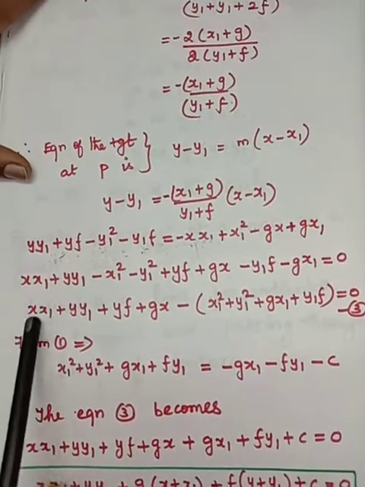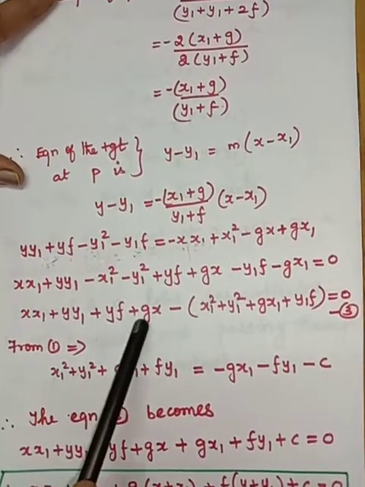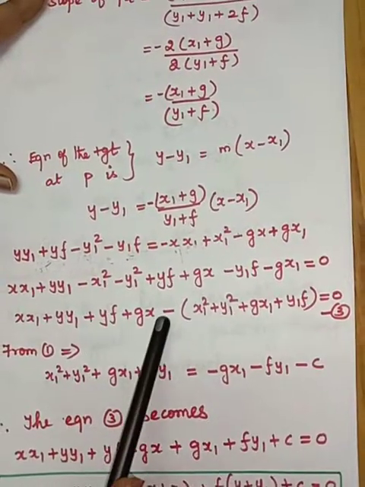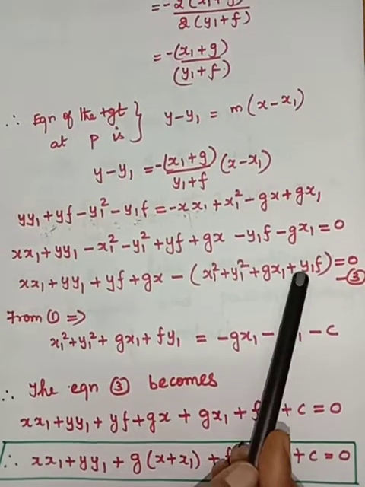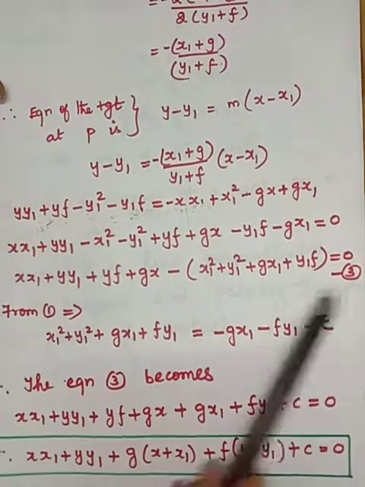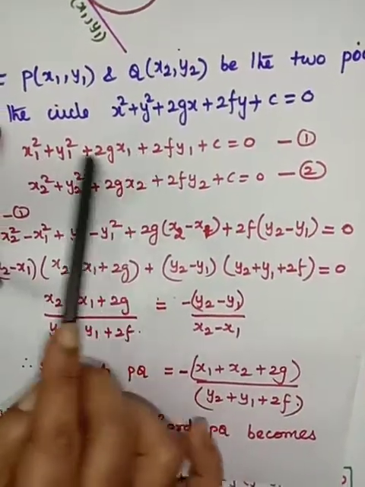Okay, so xx1 plus yy1 plus terms you just write first, yf plus gx. The minus terms you take minus out, you will get x1 squared plus y1 squared plus gx1 plus y1f, which is equal to 0. Okay, see that from the first equation. So what is the first equation? You are getting this, isn't it?